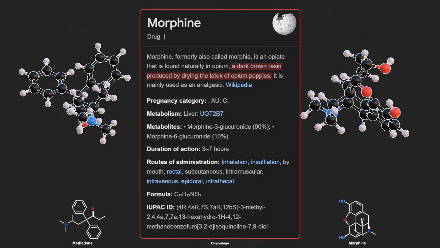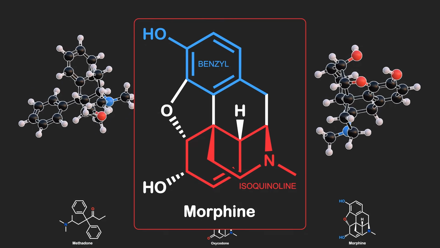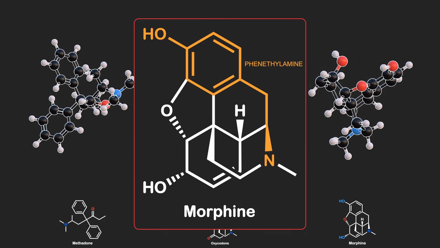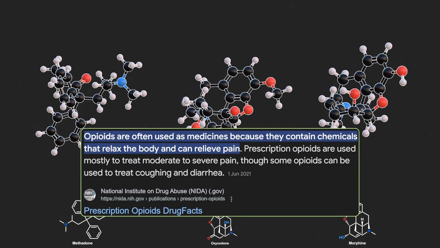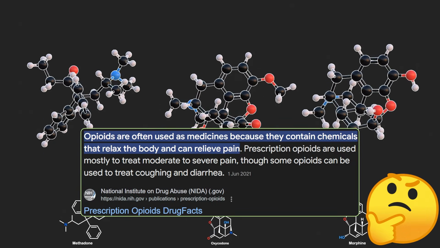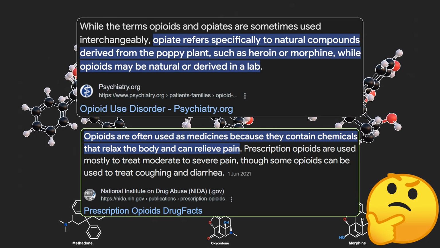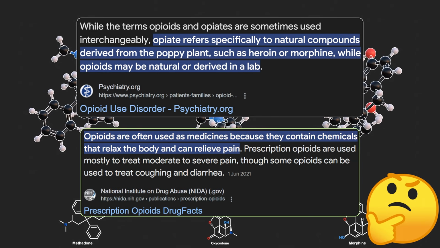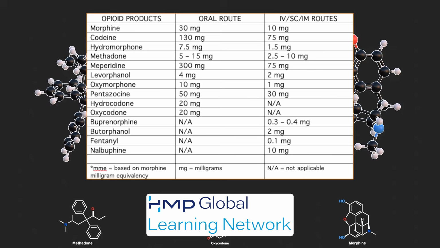Morphine is one such chemical that is found naturally in opium. It is a benzyl isoquinoline alkaloid with 2 additional ring closures. It's also technically a phenethylamine, believe it or not. All opiates have a similar function in treating acute or chronic pain. As opposed to opioids, opiates are derived from morphine and are measured in morphine milligram equivalents, MME, where each opiate is given a conversion factor based on the amount of morphine that it is equivalent to.